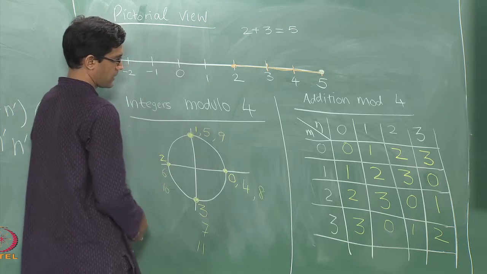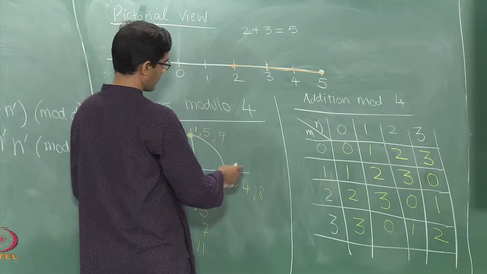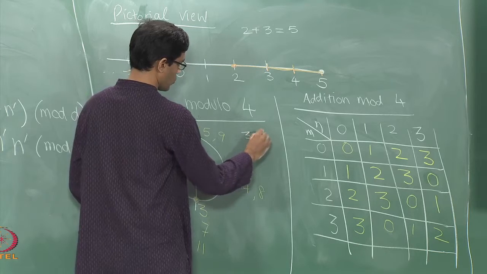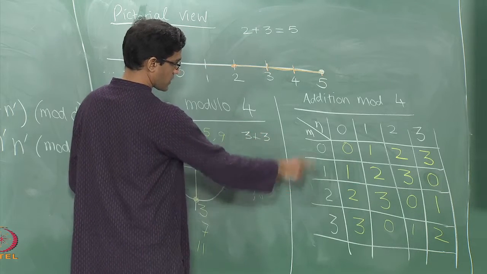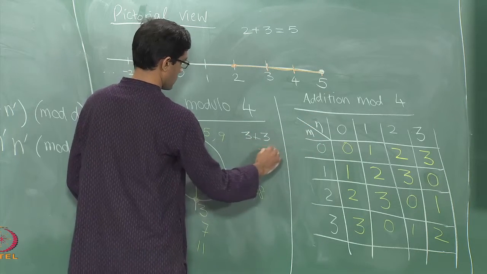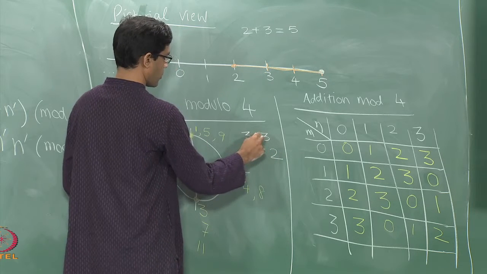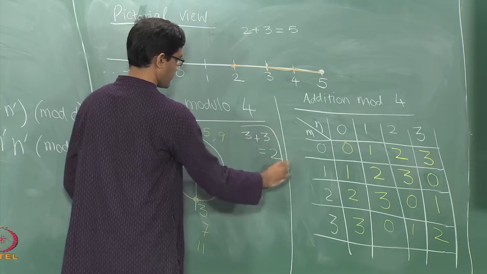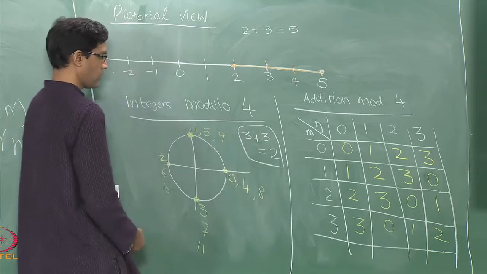And observe that this has the exact same interpretation as the interpretation for addition that we talked about on the number line. Okay, so for instance, let me pick on something here. 3 plus 3 was 2 according to this, right. So this is modulo 4, so that is the equation: 3 plus 3 is actually a 2. Now let us see what that means.